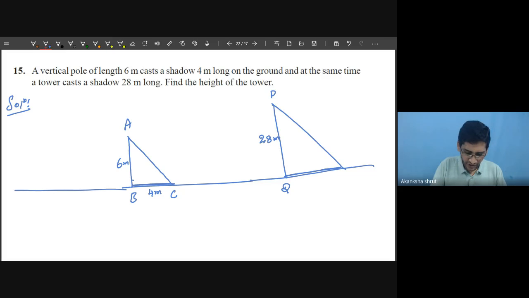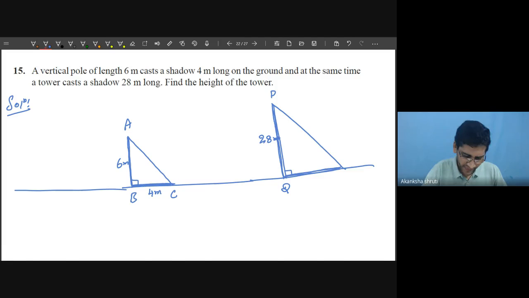the two triangles which are formed by considering the vertical height and the shadow as the two sides of a right angle triangle are similar. So these two right angle triangles are similar. It simply tells us that much. So we need to apply the similarity condition. Getting it? Because the sun is at the same height.